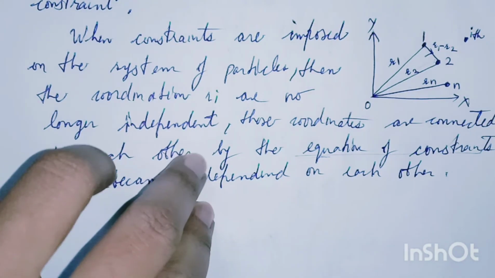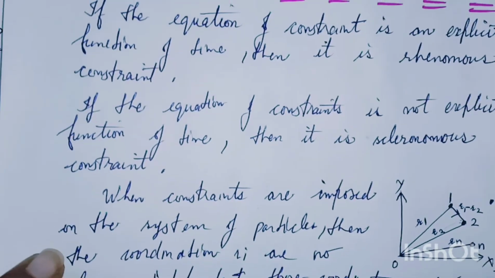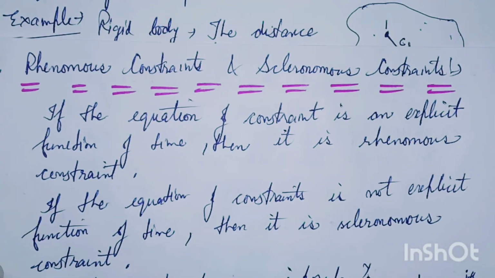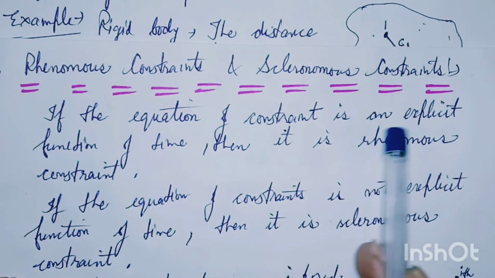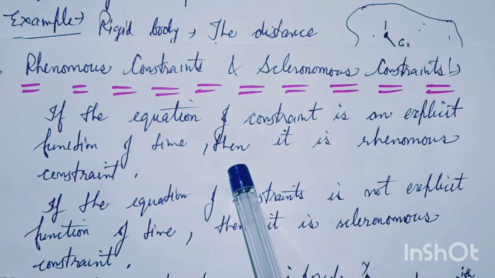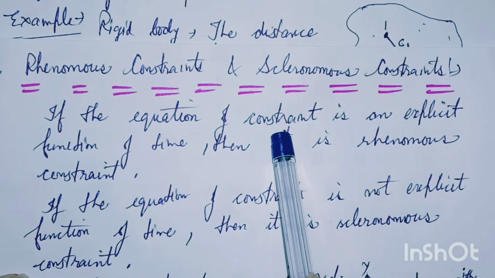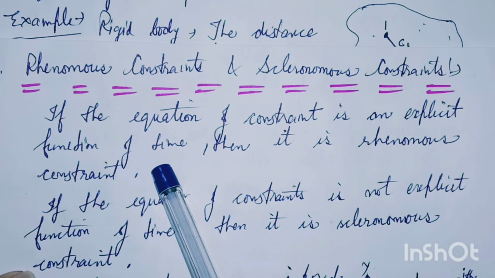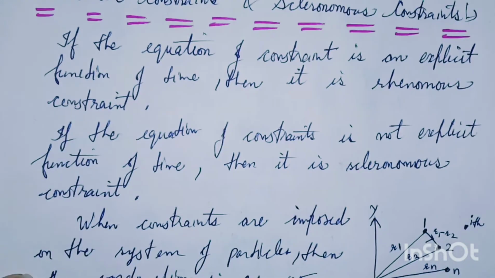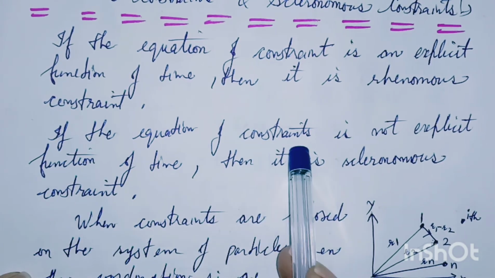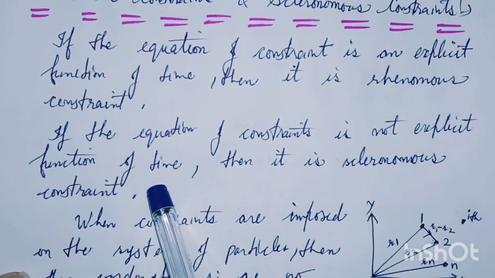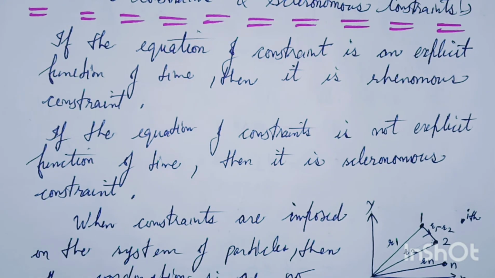Next are rheonomous and scleronomous constraints. If the equation of constraint is an explicit function of time, it is called a rheonomous constraint. That means equations of constraint that depend upon time are called rheonomous. In scleronomous, the equation of constraint is not an explicit function of time, that means it does not depend upon time, and it is called a scleronomous constraint.